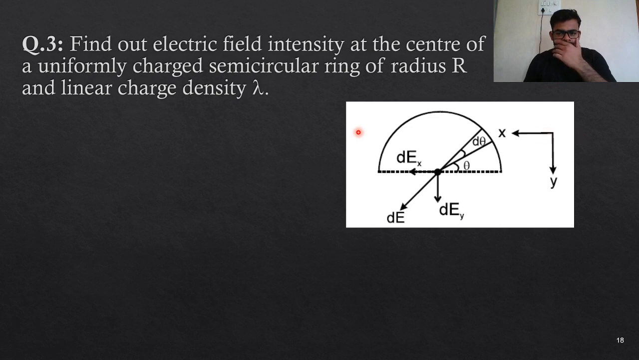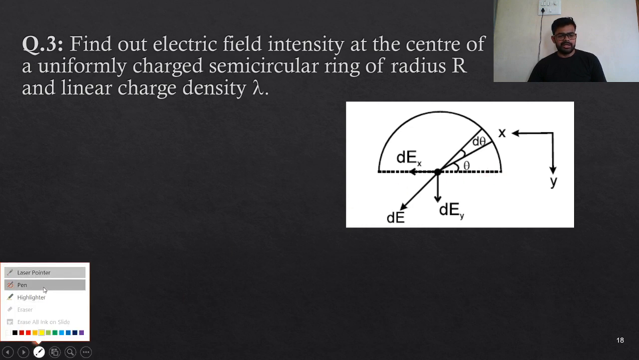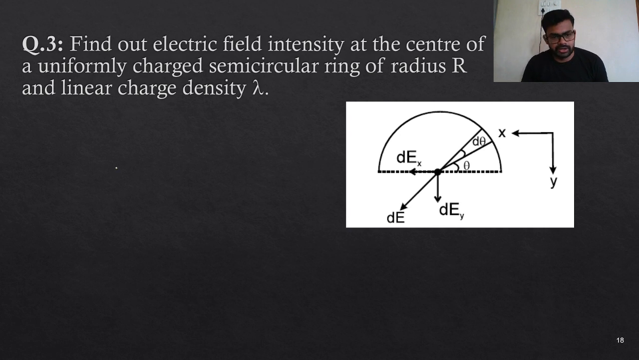So I will consider, let's say, this left direction as the positive x-axis and the downward direction as the positive y-axis. I'm just considering that. So I need to find the value of field intensity at the center. How will I calculate it? I will consider a small segment randomly. So here I'm solving it.